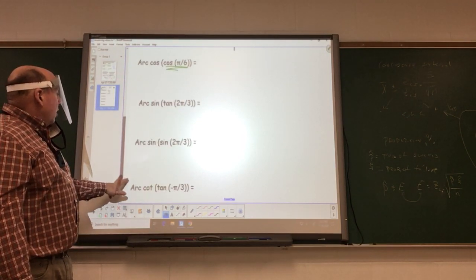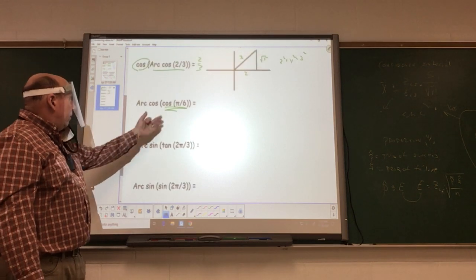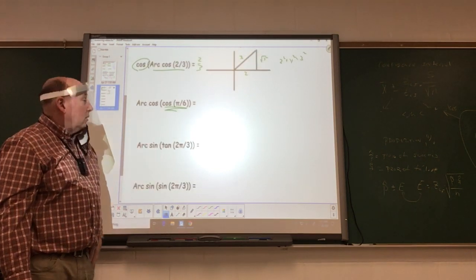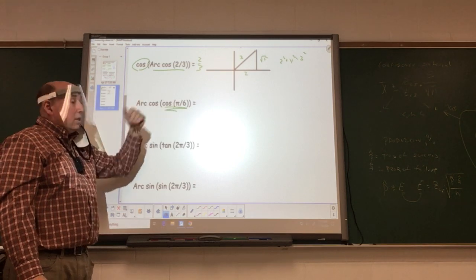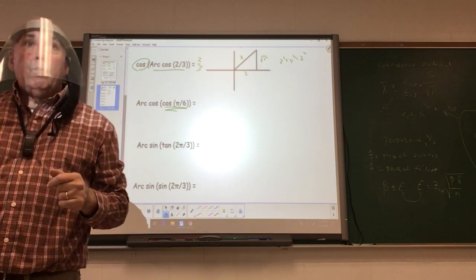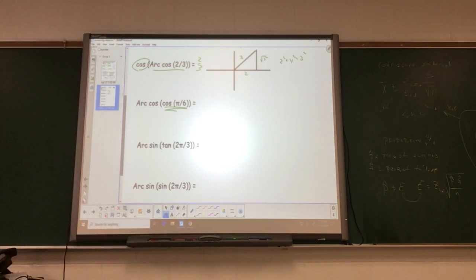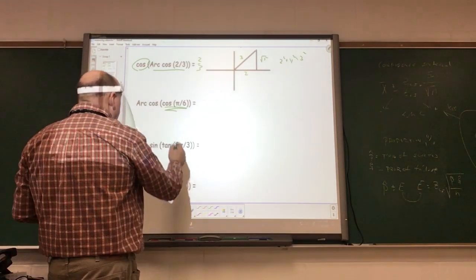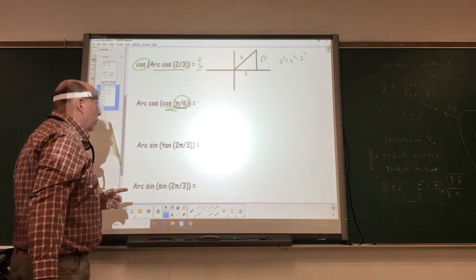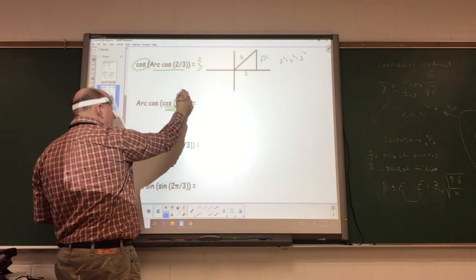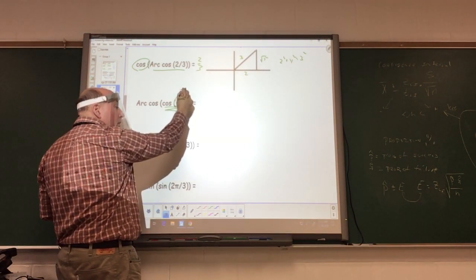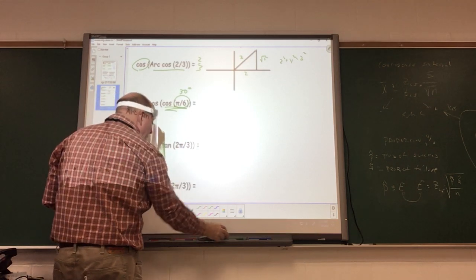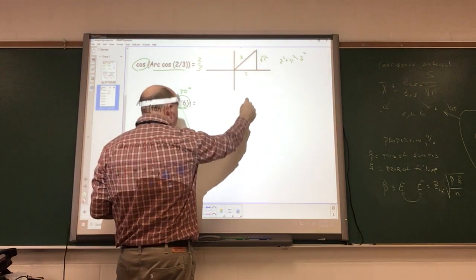We have the arc cosine of the cosine of pi over 6. So I work myself inside. I have the angle pi over 6. What is the degree measure for pi over 6, Riley? 30. So it's 30 degrees. So I'm going to draw my 30-degree angle.